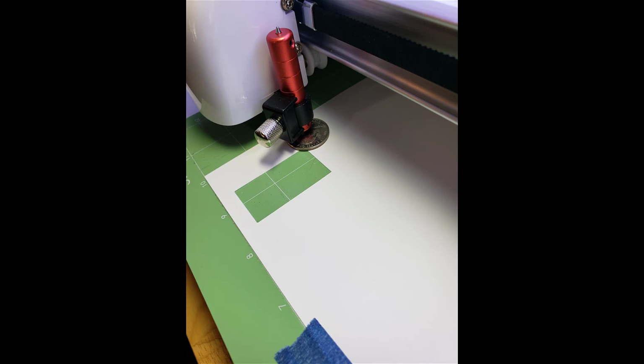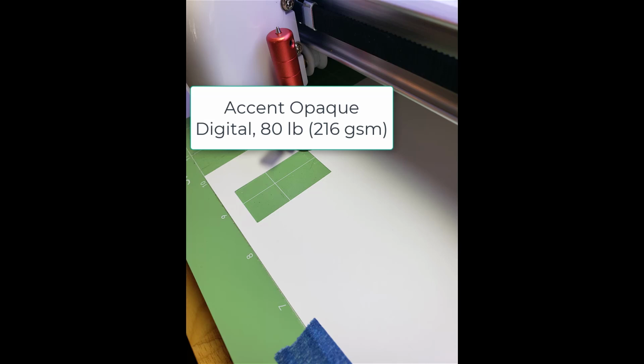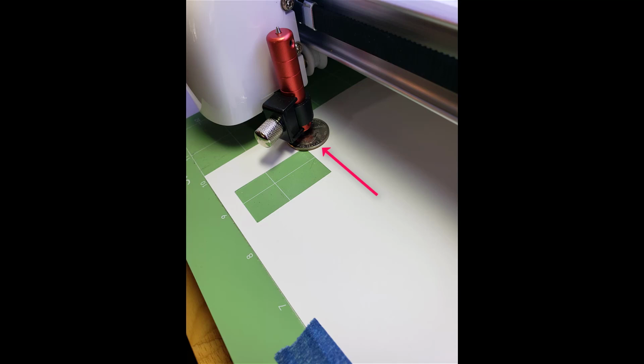To install the creasing tool into the Romeo or Juliet, you need to use something to give a little bit of distance between the tip of the tool and the surface that you're going to be creasing. And in this case, by the way, I'm using Accent Opaque Digital Cardstock, 80 pounds or 216 GSM. So anyway, I put a coin on top of the material and then I drop the creasing tool into the opening on the blade holder seat, and then I tighten it firmly and then I remove the coin.